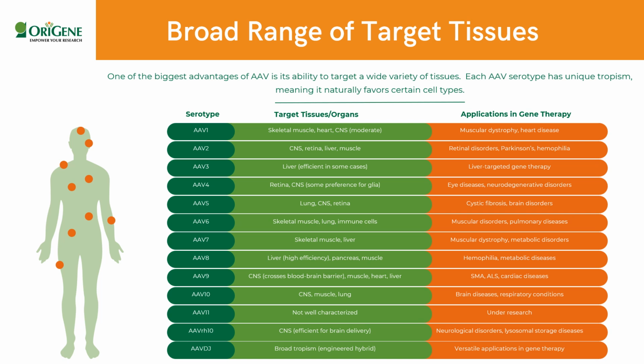This flexibility allows researchers to match the right serotype with the right condition, increasing treatment success rates. I can only imagine how exciting it is for researchers to have a tool with this type of specificity and unique tropism. Now, how does this look in real world medicine? Let's talk about some groundbreaking therapies that are already changing lives.